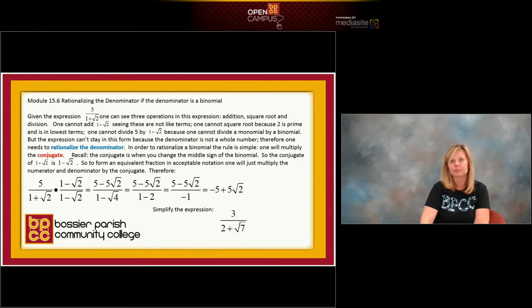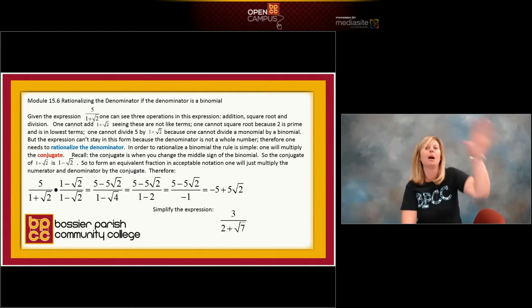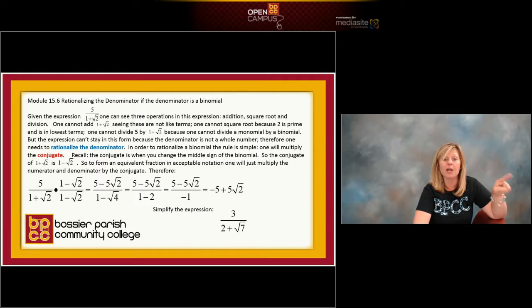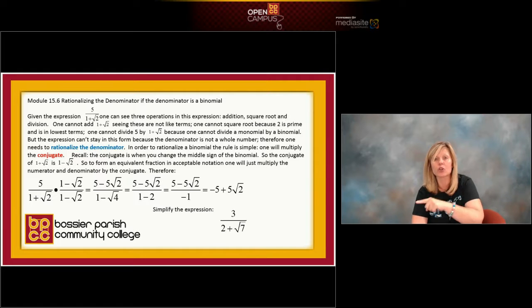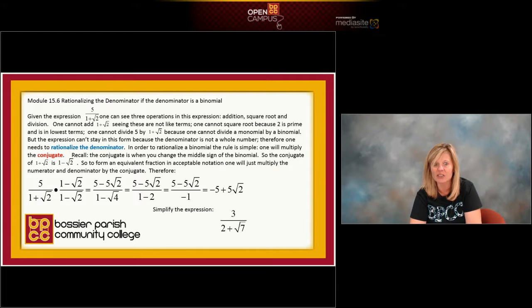Let's look at the example in the PowerPoint. 5 over 1 plus square root of 2. So I'm going to multiply by the conjugate, 1 minus square root of 2, over 1 minus square root of 2. When I multiply the numerator, because remember, multiplying fractions is no problem. Top times top, bottom times bottom. When I go to multiply 5 to 1 minus square root of 2, I have to use my distributive property. So 5 times 1 would be 5, and 5 times negative square root of 2 would be negative 5 square root of 2. The 5 stays on the outside, the 2 stays on the inside.